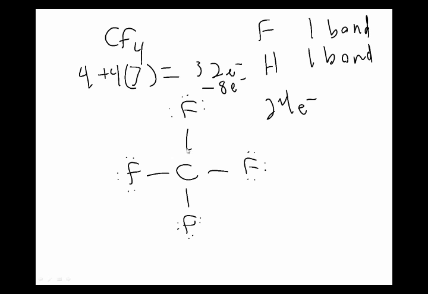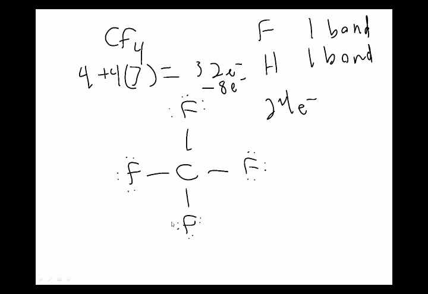Okay. Now what we have to do at the end of all this is check and see if everyone is happy. There are 2 things you're checking for to make sure you got the right answer. 1, do you have the right number of total valence electrons on the structure? We should have 32 total, no more, no less. 2, 4, 6, 8, 10, 12, 14, 16, 18, 20, 22, 24, 26, 28, 30, 32.